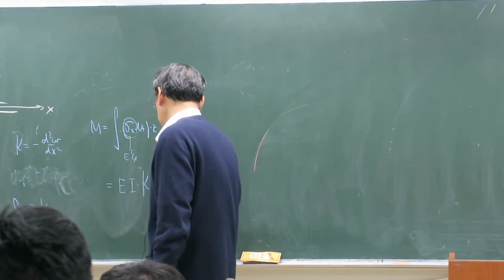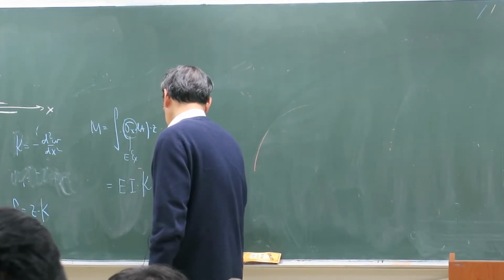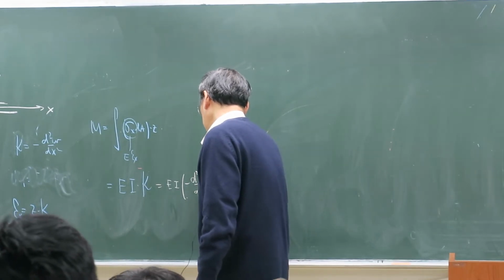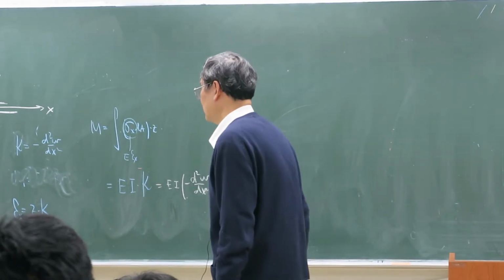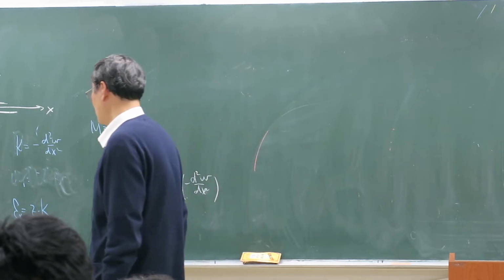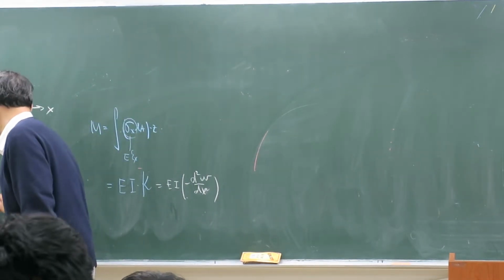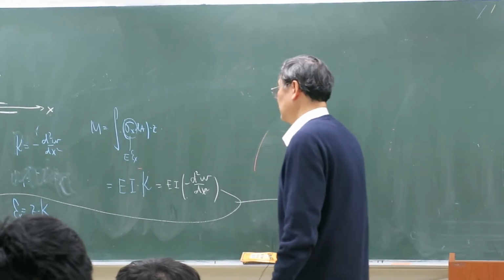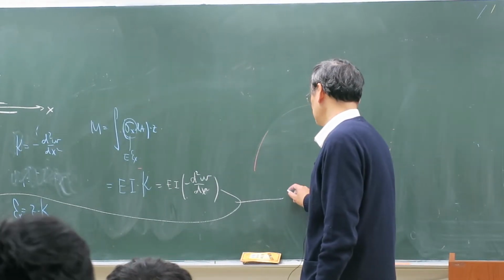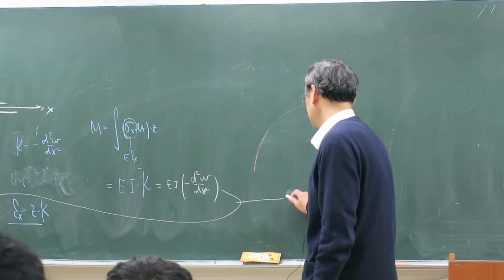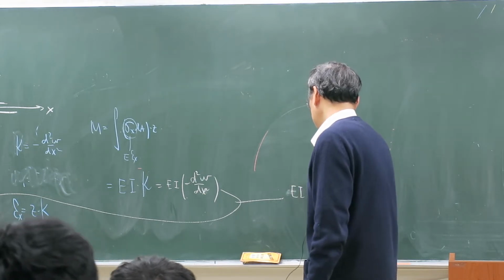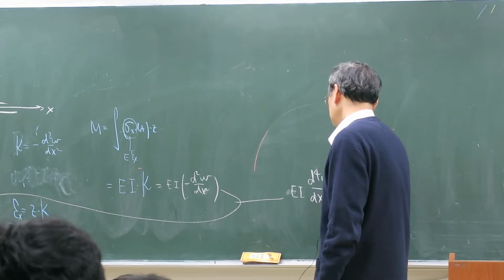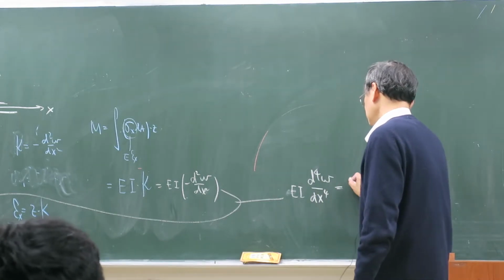And is equal to EI minus d squared W dx squared. So from these two, you have minus EI, the fourth order derivative of W, equal to Q.